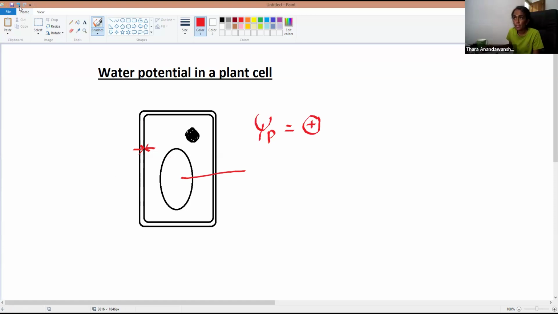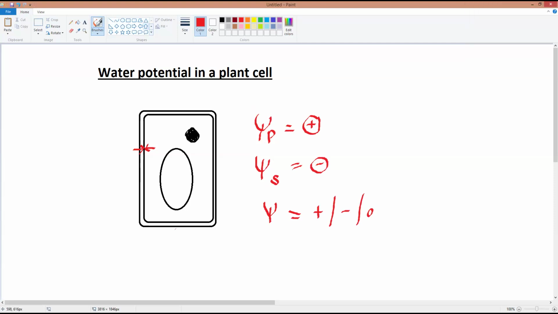Then, as I told you, substances are dissolved in the cell sap, which is the vacuolar sap, and the cytoplasm or cytosol. Therefore, there is a psi s value, which is usually a negative value in a plant cell. Since this plant cell has a psi p value and a psi s value, there is a psi value for the plant cell as well. Depending on the values of psi p and psi s, it may be positive or negative, or it may be zero. Can you understand? Yes, teacher. Write this down and I'll give the explanation.